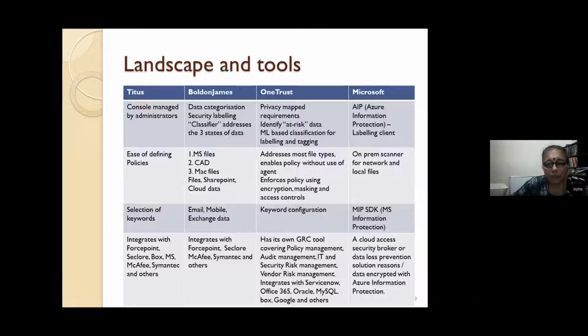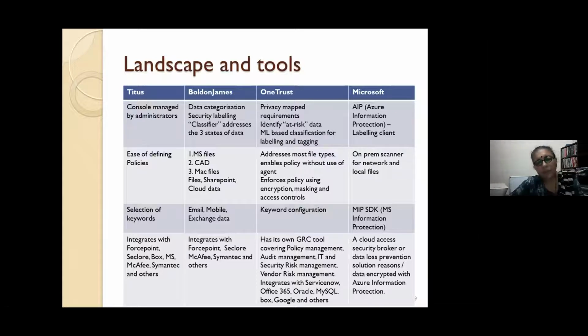Then it is very important for all of these tools which are currently in the market to provide integration capabilities with the various kinds of tools which exist within organizations. For example, Titus integrates with ForcePoint. ForcePoint is an endpoint security solution which is typically implemented on laptops and desktops. In a similar manner, you have Secure, and it also integrates with Box, Microsoft, Semantics and other small players.